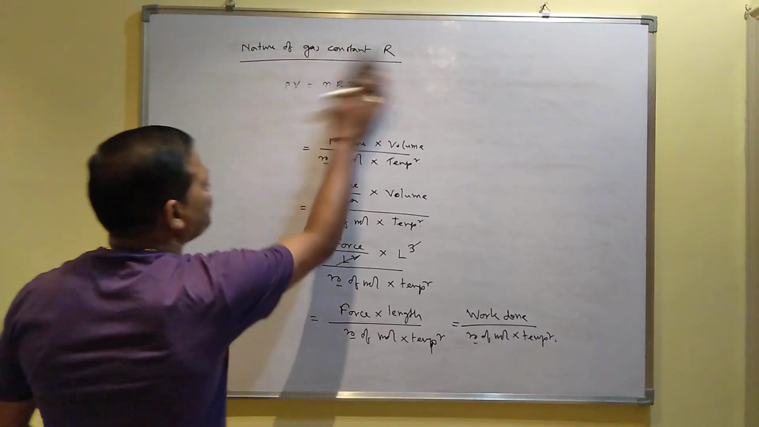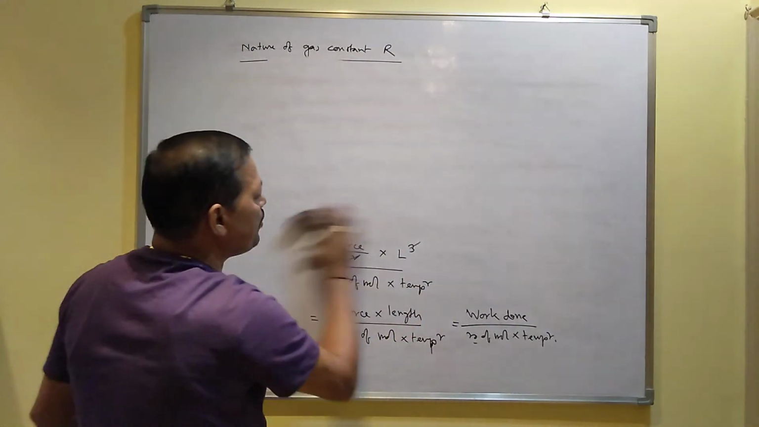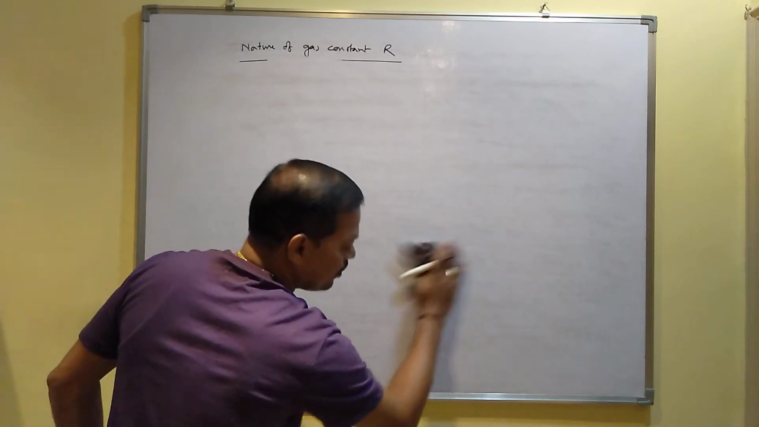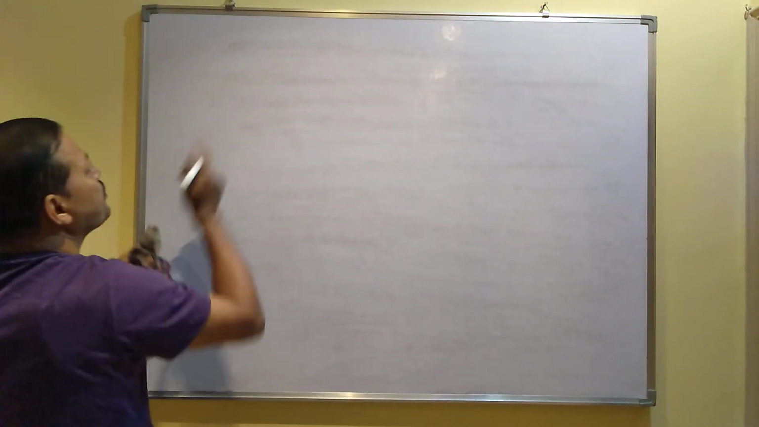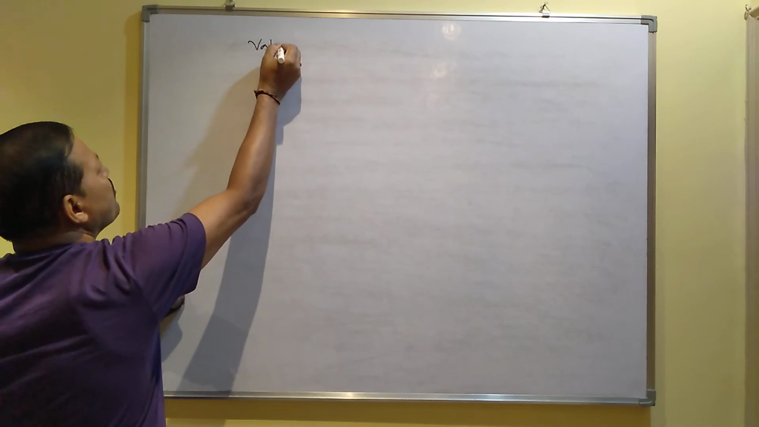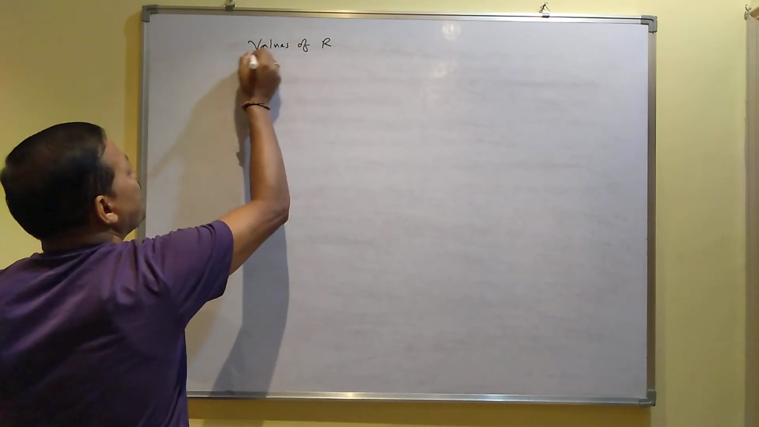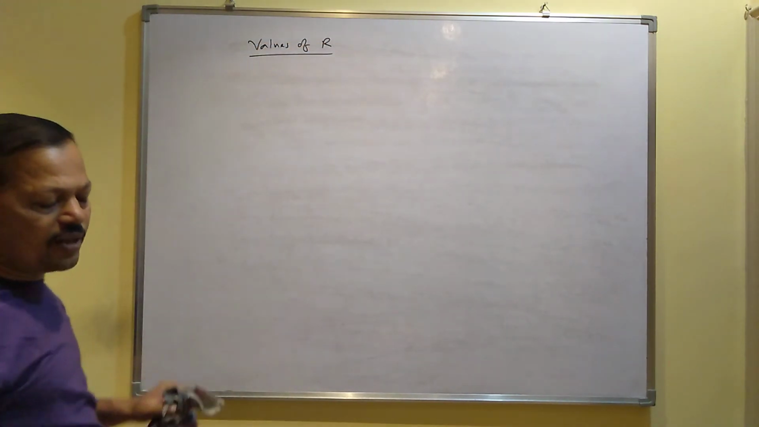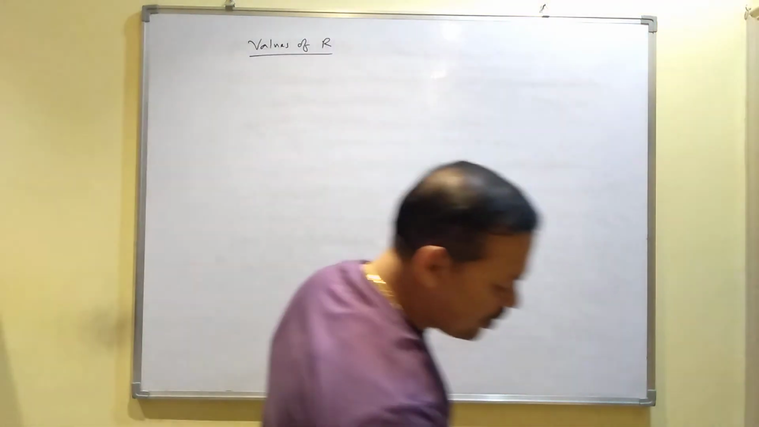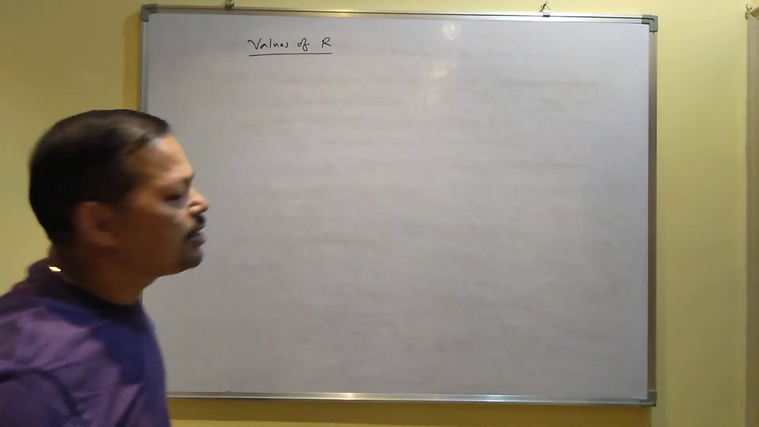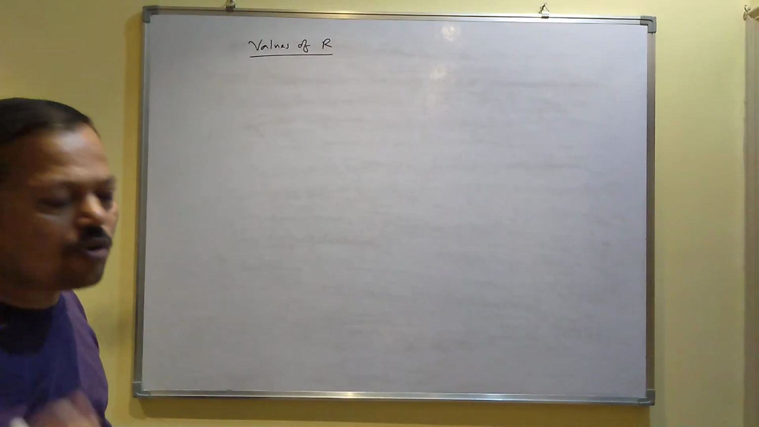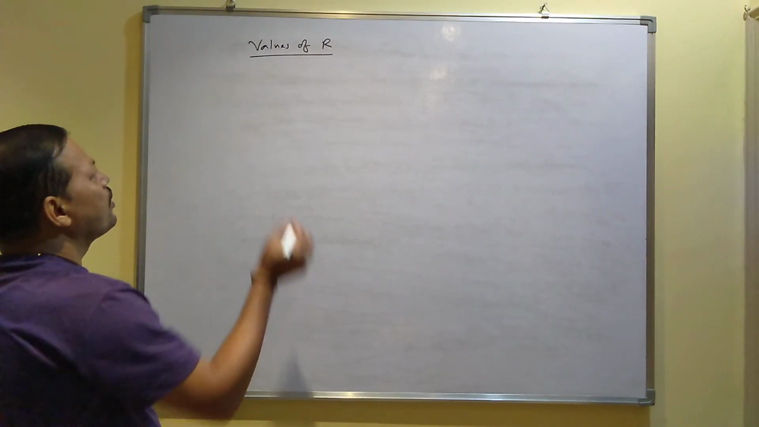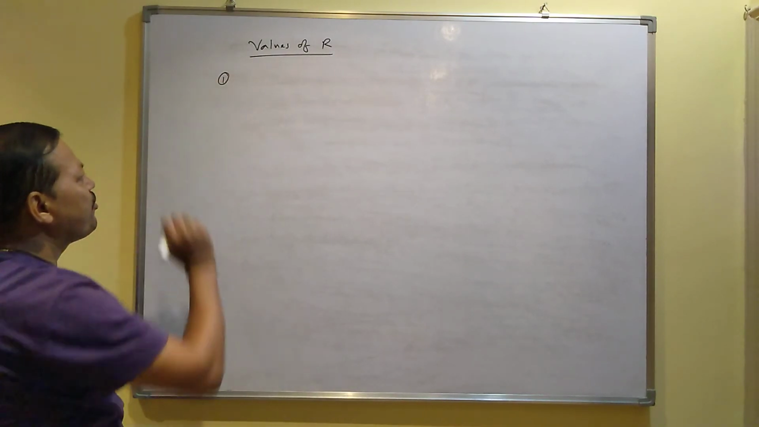Now we will find out the values of R. Actually there are different values you will get for R depending on the unit. So I will give you the SI unit value, I will give you the CGS unit value. You have to learn all the values. So first I will find out the value.